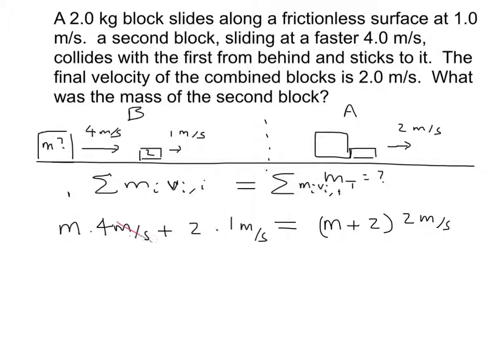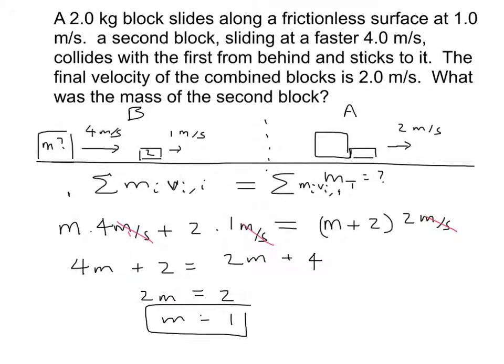So once again, I've got these meters per second everywhere. I should have left the kilograms in, because then you could see that it was kilograms. But, okay, anyway, I'm going to do this math here. So I've got 4m plus 2 equals 2m plus 4. So I'm going to move this over here, and that gives me 2m equals 2, or m equals 1. Ooh, look, I made the wrong assumptions up here. I thought this was a more massive block when it actually is smaller.